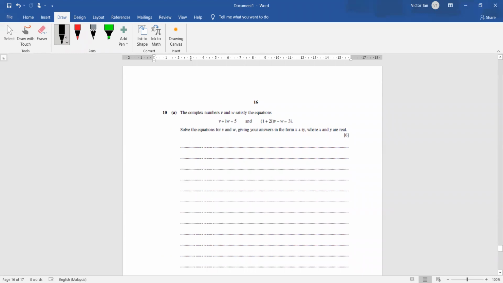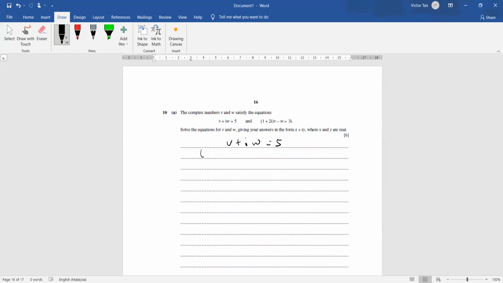Complex numbers v and w satisfy the equation v plus iw equals 5 and (1 plus 2i)v minus w equals 3i. Solve the equations for v and w, give your answers in the form x plus iy, where x and y are real. So this is like a simultaneous equation. So v plus iw, multiplying by i, the other equation.